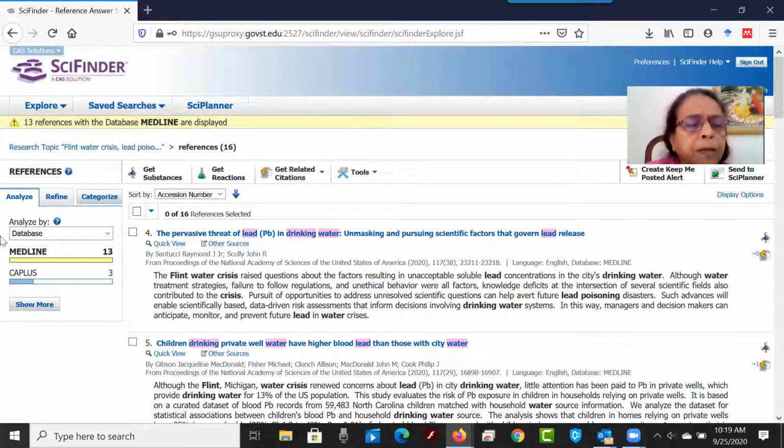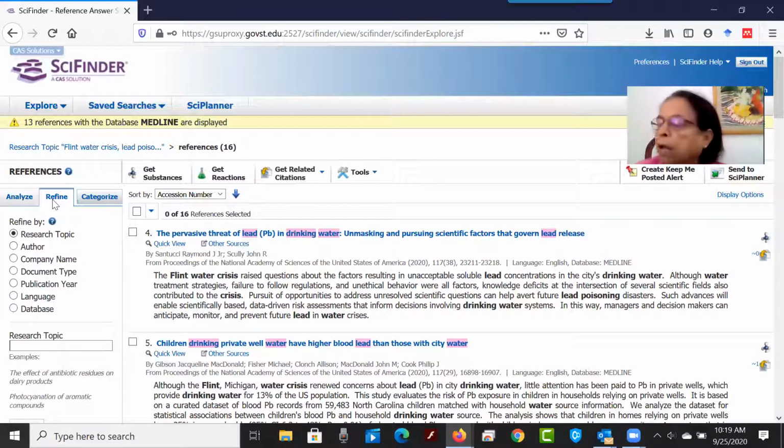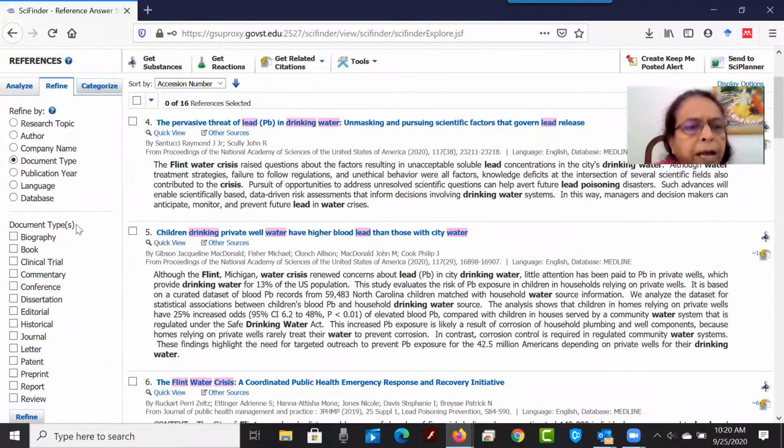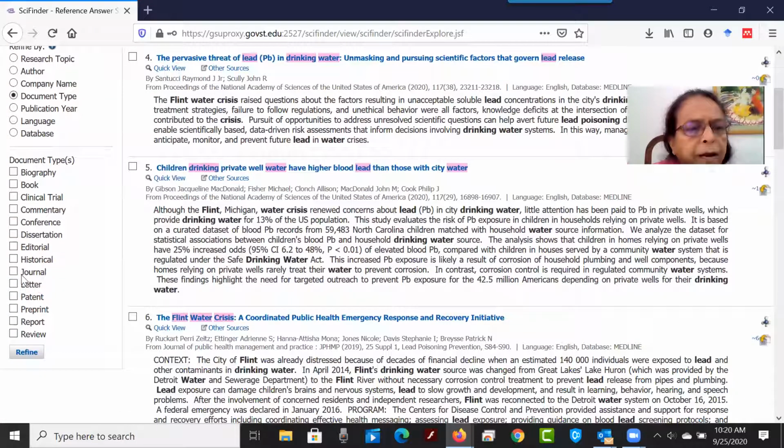Then suppose I want to refine. Once you get a set like this, there are 16 references in this set. You want to make them smaller and more manageable and see if you can be a little more precise. And that's why you will do by author, document type. I can do journals, right? Which I did before too. So I can just say again, refine.